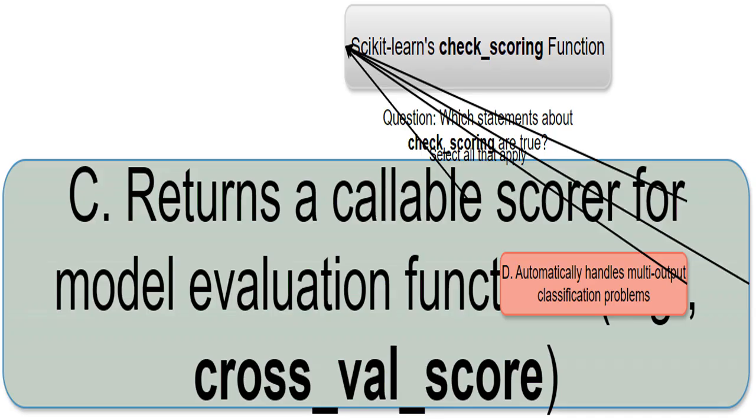This means that check_scoring gives me a ready-to-use function that I can plug straight into other scikit-learn evaluation tools, such as cross-validation functions like cross_val_score. This makes my model evaluation process much more efficient and streamlined.